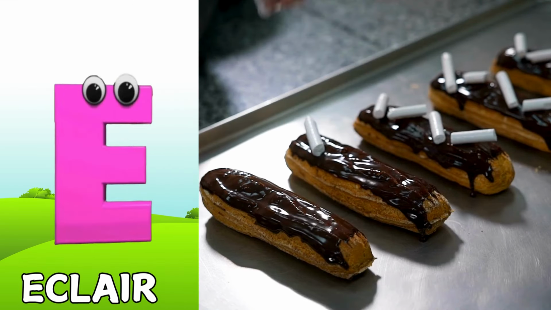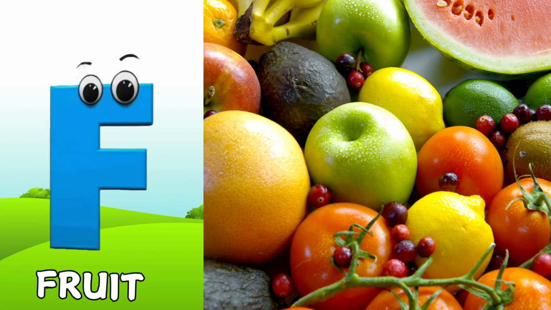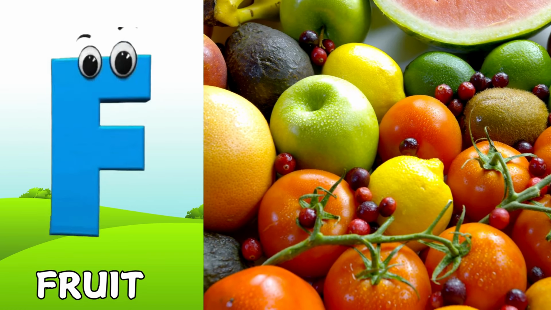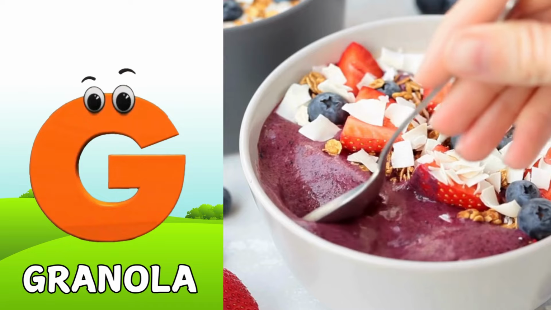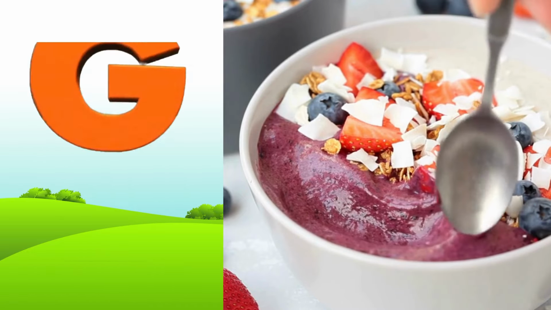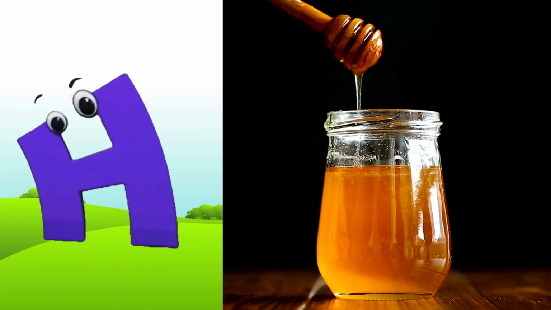E is for eclair. E, e. Eclair. F is for fruit. F, f. Fruit. G is for granola. G, g. Granola. H is for honey. H, h. Honey.